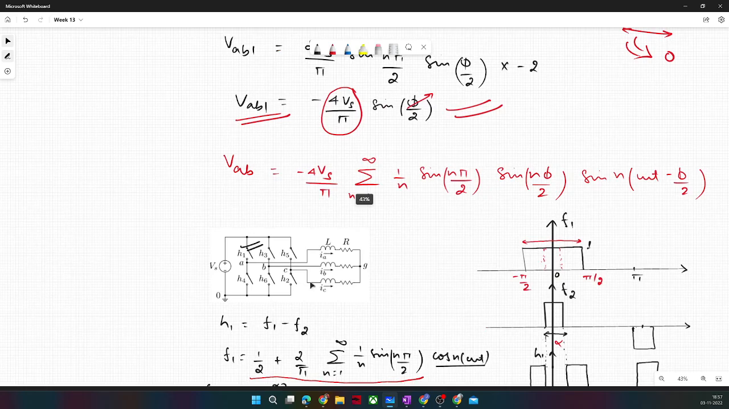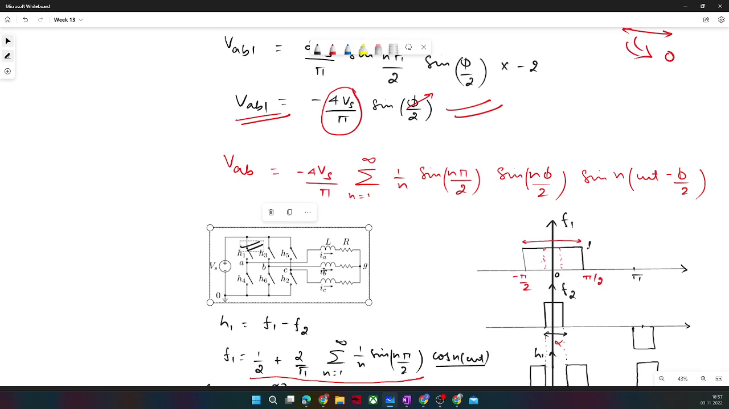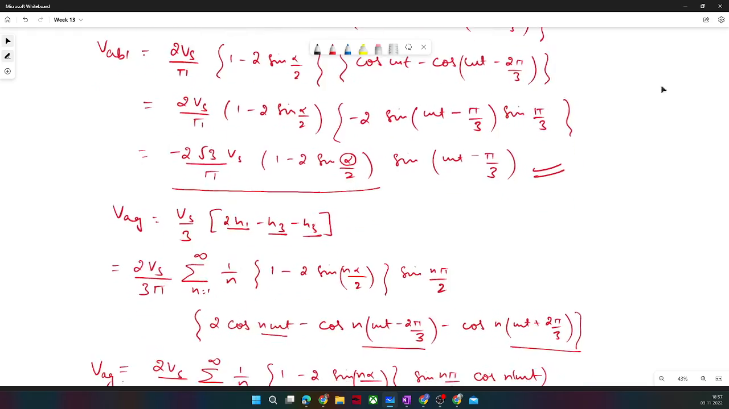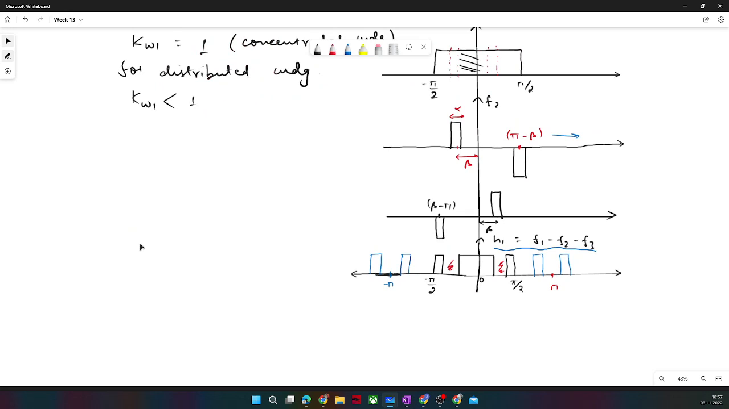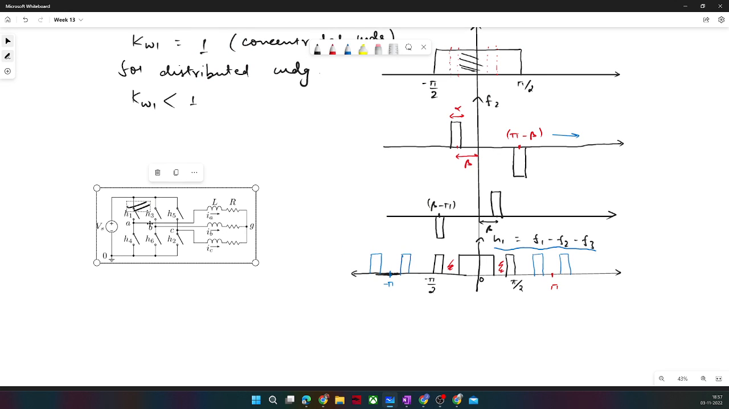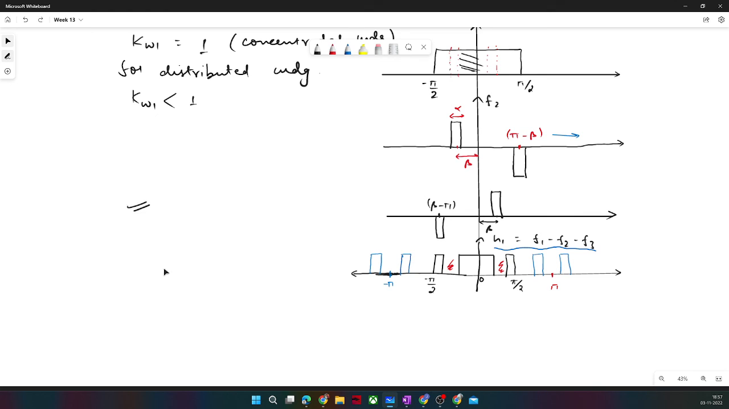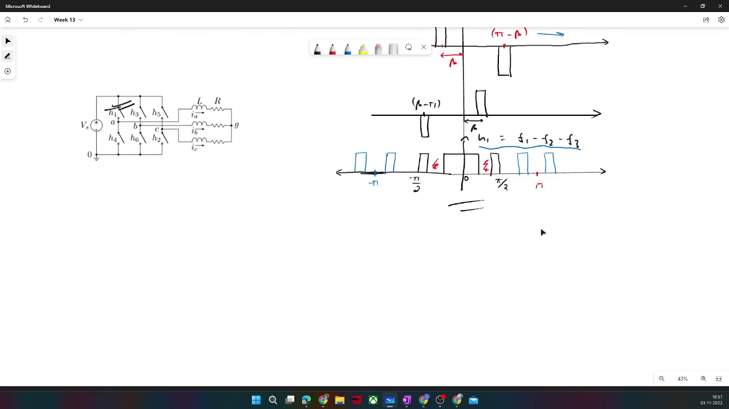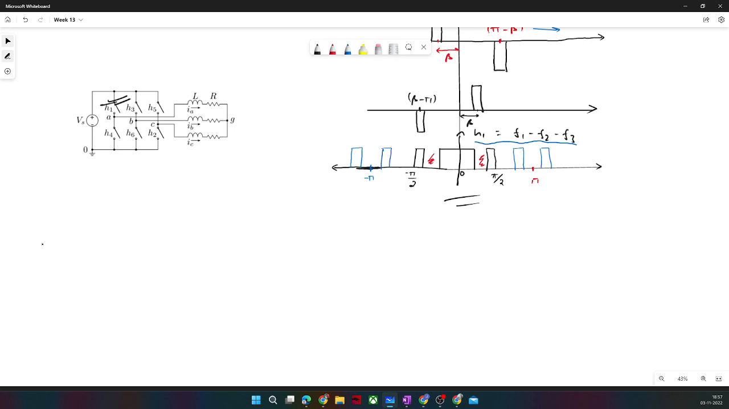This H1 will get this kind of switching function. Now we will compute our Fourier series. Again, a bit tedious task, but I will try to keep some steps so that you can solve on your own.